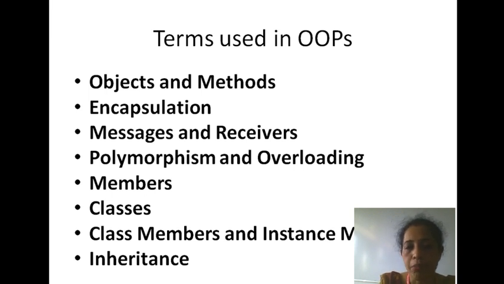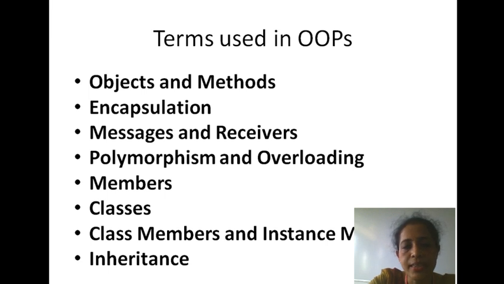Next is members. In the case of an entity, everything we can define with the help of members, and normally we get two different kinds of members. One is the data member and the other is the member function. So the attributes related to the entity are called data members, and the operations related to the entity are called member functions.